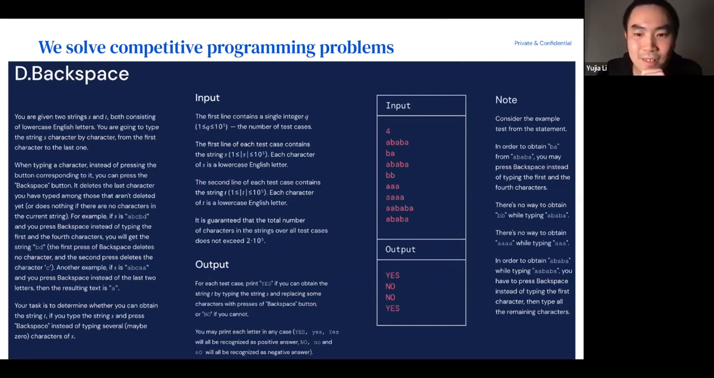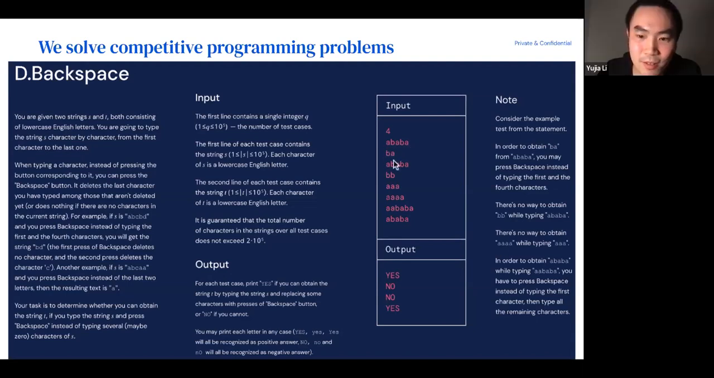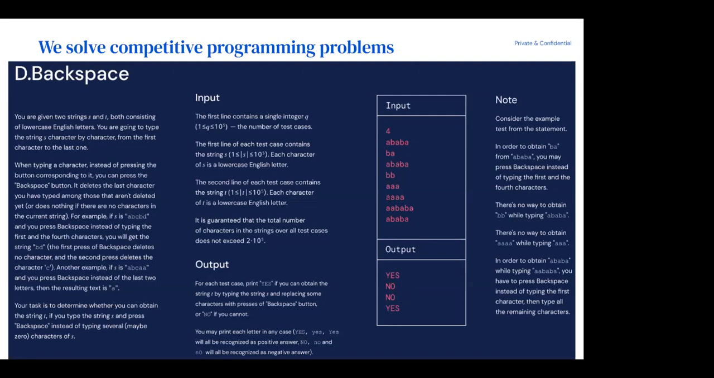Yeah. So in this example, there are 4 test cases, and each test case has 2 input lines. Basically, here the input is ABA. This is the source string. BA is the target string, and you are asked to check whether it's possible to transform this into this. If yes, you output yes. Otherwise, you output no. I see. Okay, great. Thank you. Sure.